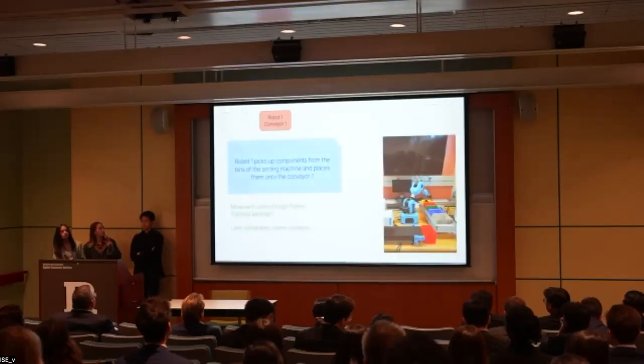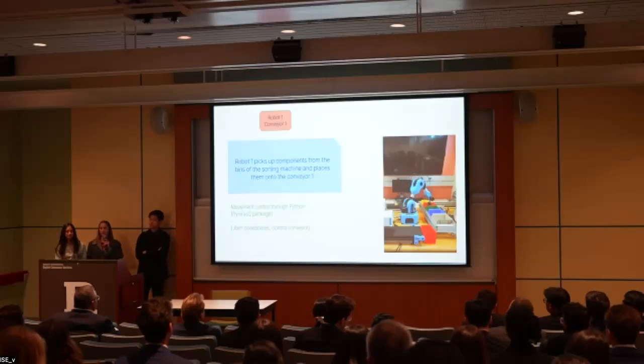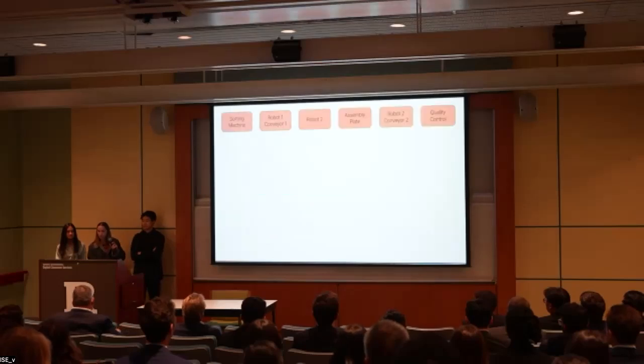So next we're moving on to robot 1. As you saw in the video, this robot's responsible for interacting with the sorting machine. So it picks up each part of the assembly and places them individually onto conveyor belt number 1 to be sent over to the next robot. So this is controlled through a Python script, which utilizes the Pyniryo 2 package with commands to execute joint coordinates as well as the control for the conveyor.